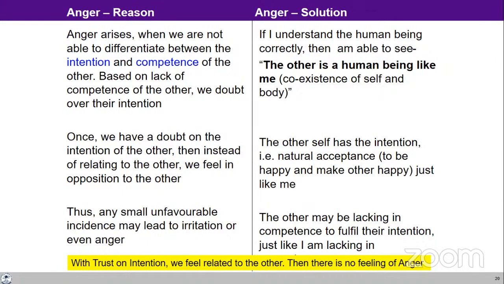I am not able to make myself always happy because that's my competence. The same way, the other is also not able to make himself or me happy all the time. So that is not his intention, that is his competence. The other may be lacking in competence to fulfill their intention, just like the way I am also lacking. So what is required? I have to ensure this feeling of trust within me. With trust on intention, we feel related to the other, and then there is no feeling of anger.